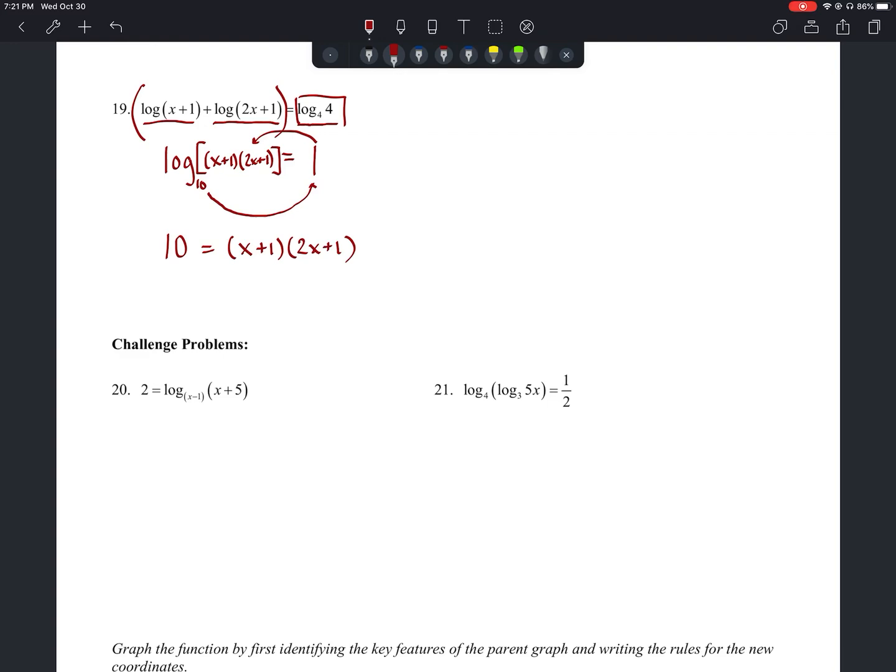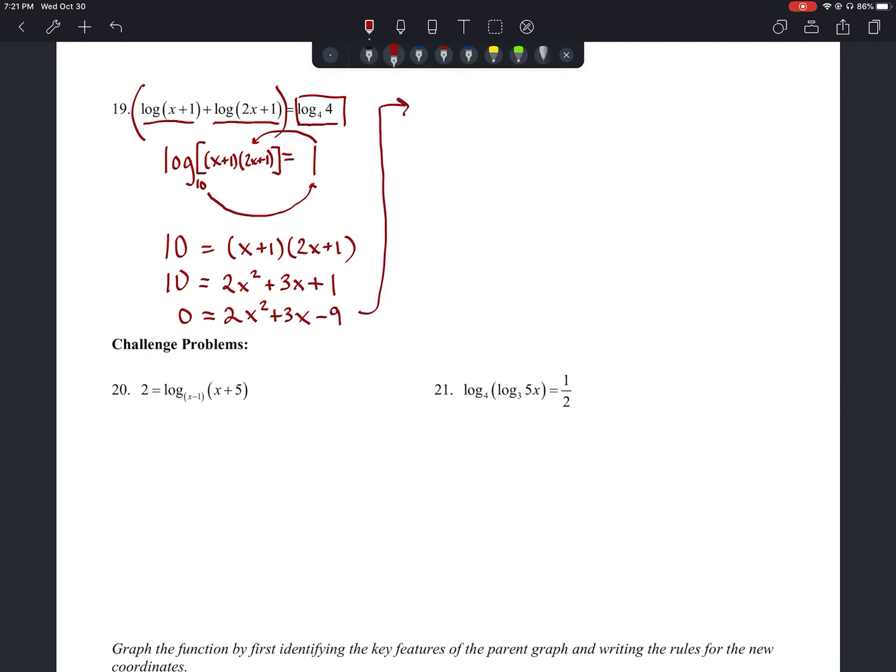Well, to solve this, we don't have a product property that equals 10. It has to equal 0. So what we're going to need to do here is simplify the right side by foiling it out. We should have a 2x squared plus 3x plus 1 equals 10. And now we can subtract 10 from each side here, and we're going to get 0 is equal to 2x squared plus 3x minus 9.